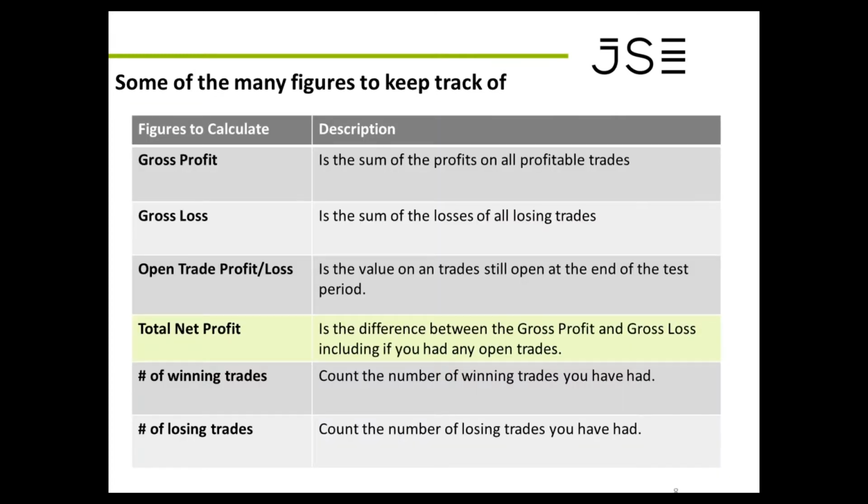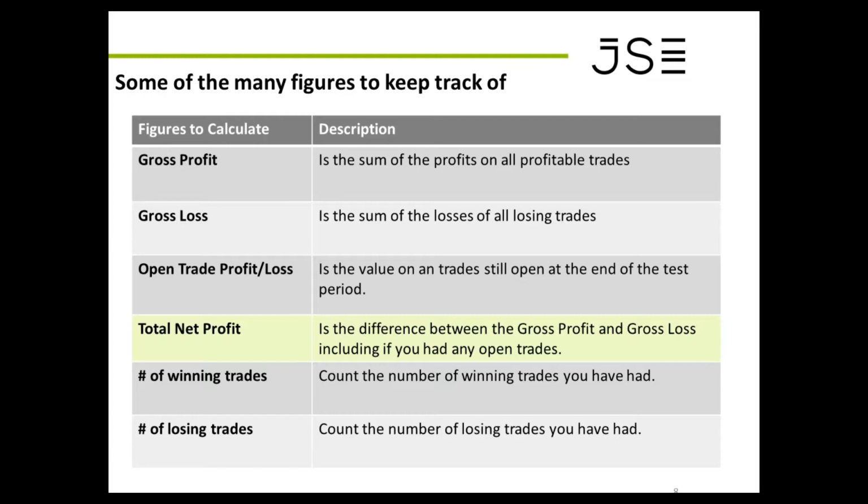Some of the many figures to keep track of. Number one, gross profit. It is the sum of the profits of all your profitable trades. So all your profitable trades, you put them together, what is the sum of that? From the start of the game until currently. Your losses, the sum of all your losses of the losing trades. So all the positions that you lost money on, add them up. And then currently, if you've got positions in the market, your portfolio is open, you still got trades in the market that you haven't closed, you work out that value.